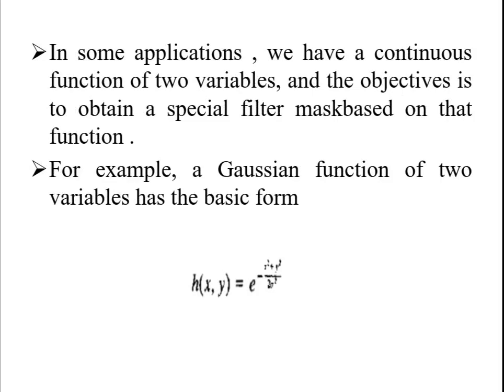To generate, say, a 3 by 3 filter mask from this function, we sample it about its center. Thus w1 is equal to h(-1, 1), w2 is equal to h(-1, 0), and so on up to w9 equal to h(1, 1), and an m by n filter mask is generated in a similar manner. Recall that the 2D Gaussian function has a bell shape and that the standard deviation controls the tightness of the bell.